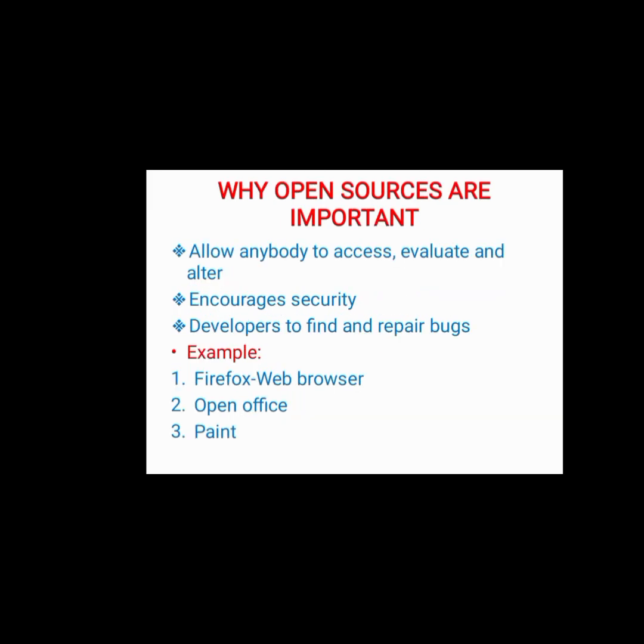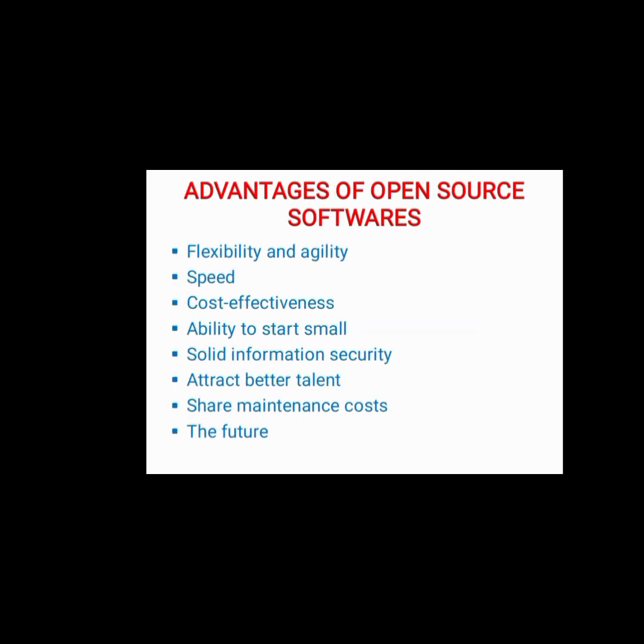Next one, why is open source very important? Because by allowing anybody to access, evaluate, and alter the source code, open source encourages security. Open source software allows developers to find and repair bugs. Some of the examples: Firefox, which is a web browser, and OpenOffice and Paint.